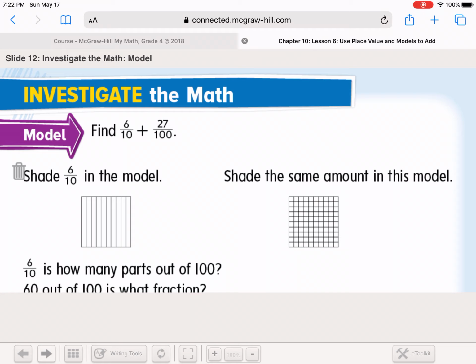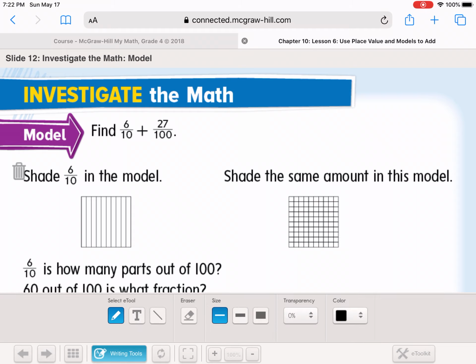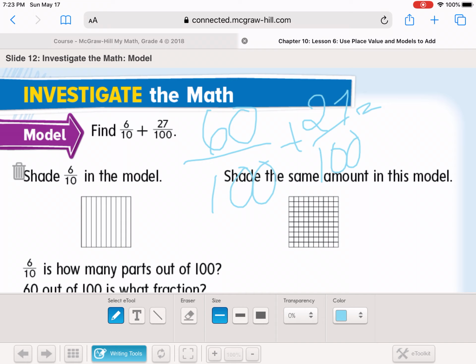Find 6/10 plus 27 hundredths. We're going to make it 60 hundredths, because if I add a 0 at the bottom, I have to add a 0 at the top. Plus 27 hundredths. 60 plus 27 is 87 over 100.